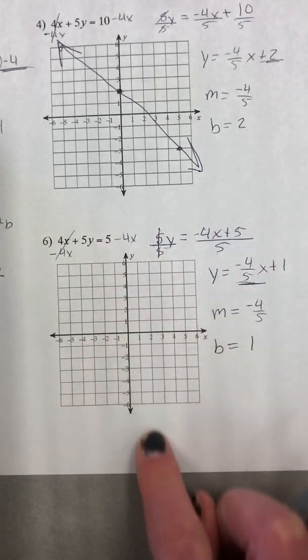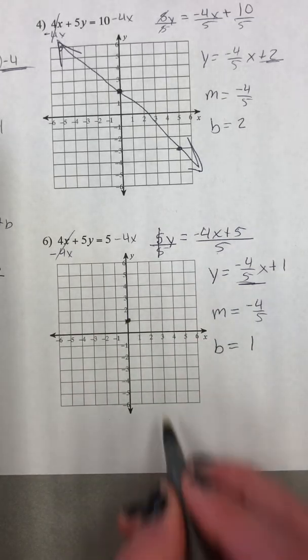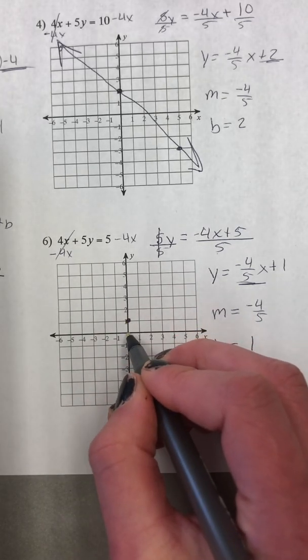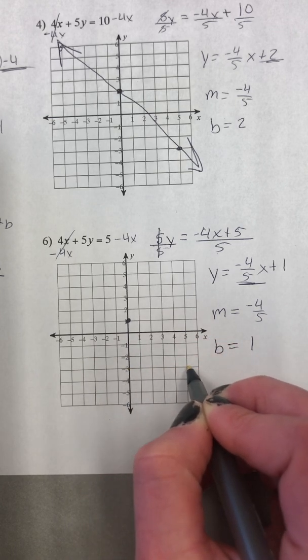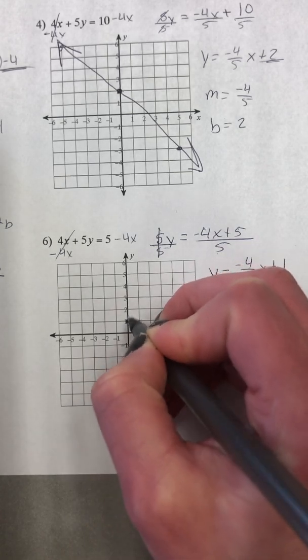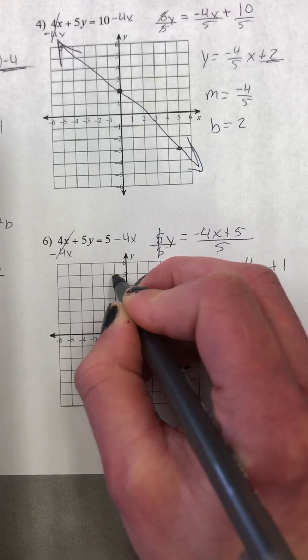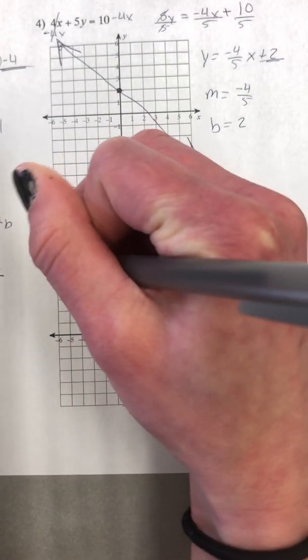We're going to go on the y-axis and make our first point at positive 1. And our slope is negative 4 over 5, so we're going to go down 4 and to the right 5. Or the opposite direction. If we go up, we have to go to the left. And this is my line.